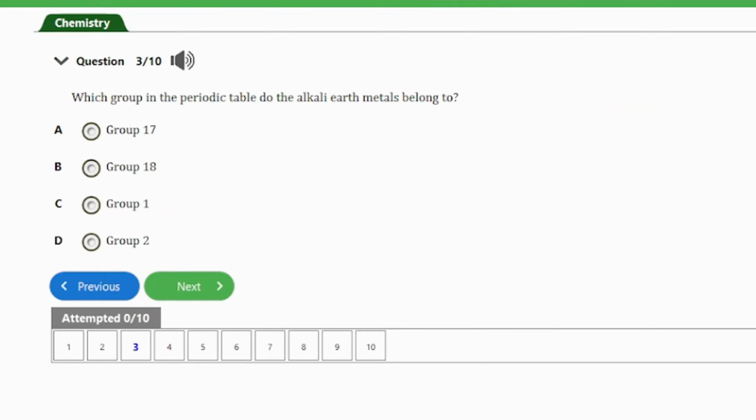It says, which group in the periodic table do the alkali earth metals belong to? A, group 17, B, group 18, C, group 1, D, group 2. Alkali earth metals are the group 2 elements, so they are the ones referred to as the alkali earth metals. So let's consider the next question.